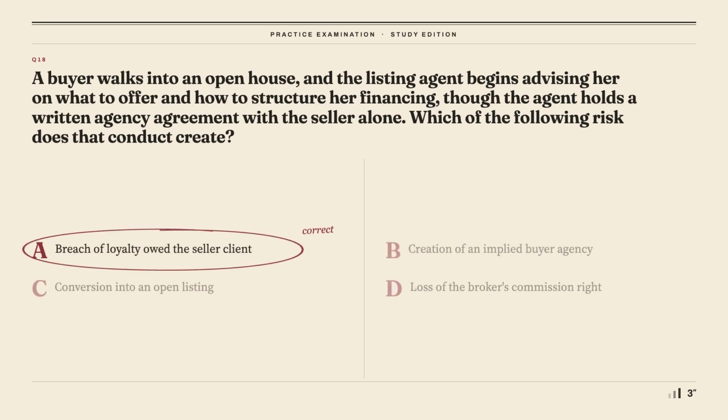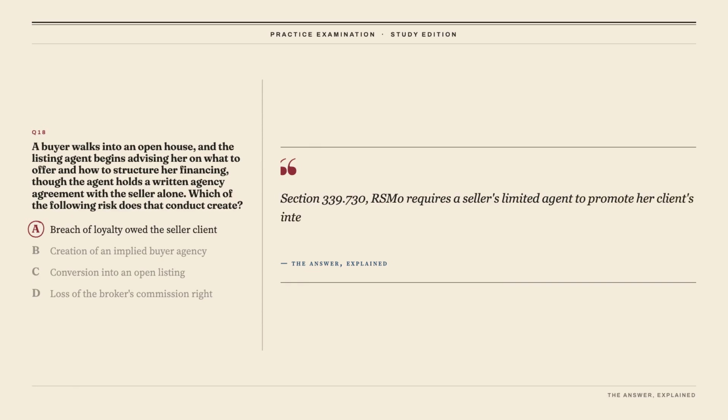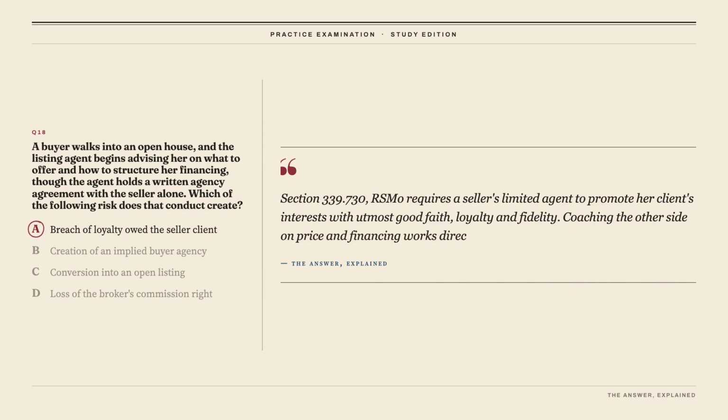The correct answer is A. Breach of loyalty owed the seller client. A is correct because Section 339.730 RSMo requires a seller's limited agent to promote her client's interests with utmost good faith, loyalty, and fidelity. Coaching the other side on price and financing works directly against that duty.